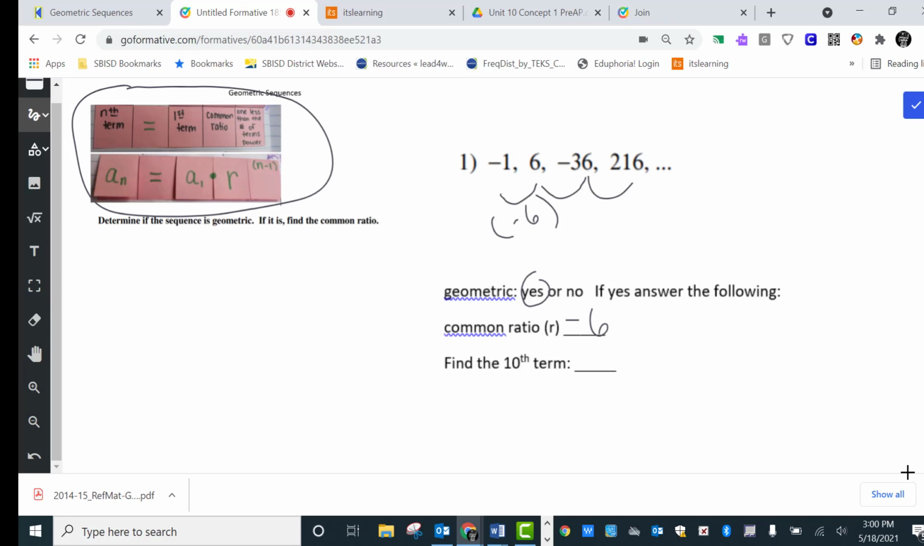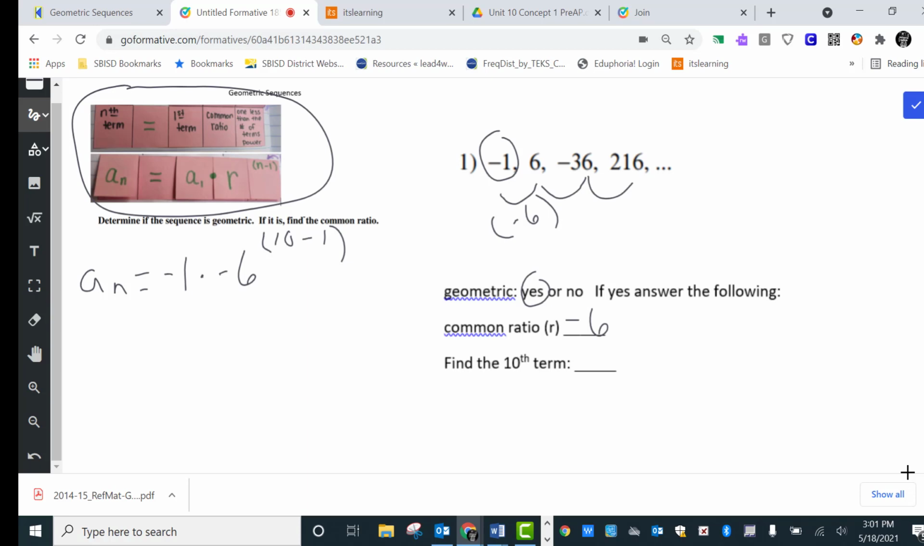So if I'm finding the 10th term, I'm going to write a_n equals, the first term in this sequence is negative 1, times r, which stands for common ratio, that was negative 6, and then I'm going to put that to n minus 1. So I'm looking for the 10th term, so I put 10 minus 1. So now I have negative 6 to the power of 10 minus 1, and then multiply that by negative 1.